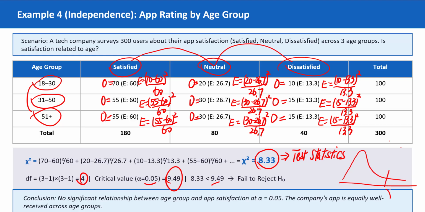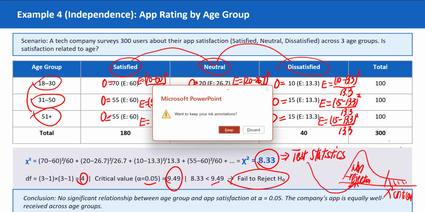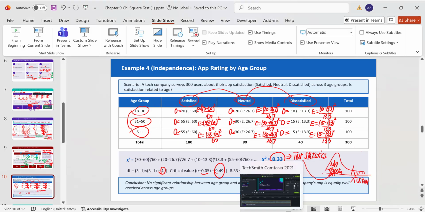again, the critical chi-square value separates the non-rejection region from the rejection region. The test statistic is falling in the non-rejection region, so we fail to reject it. We can also calculate p-values using Excel.